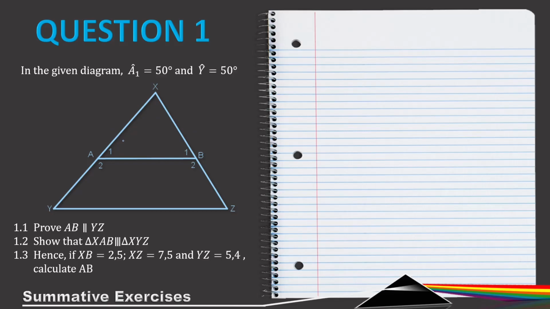So if we have the smaller triangle side XA and we put that over XY, that ratio will be equal to XB in the smaller triangle over XZ in the bigger triangle, which would be equal to AB over YZ. Okay, so you use those ratios, because the two triangles are in proportion, to solve for the unknown side.